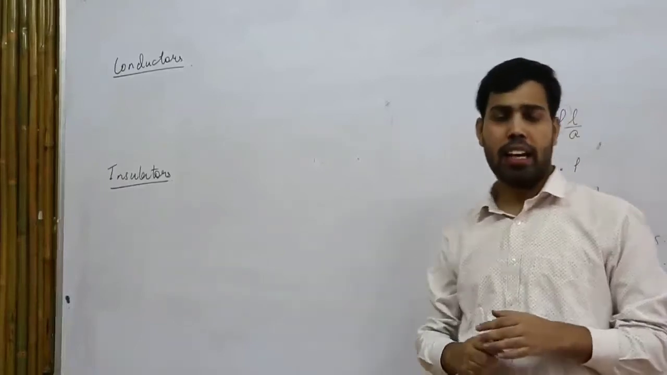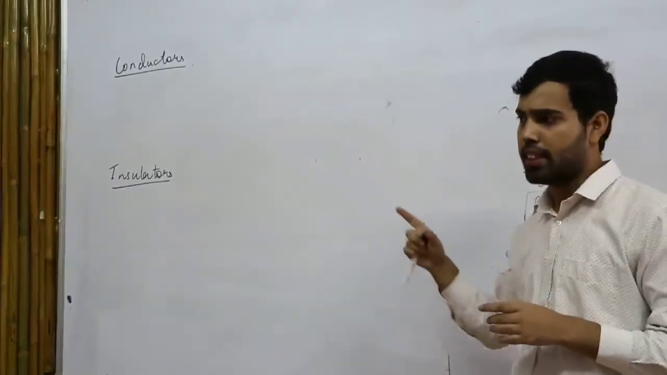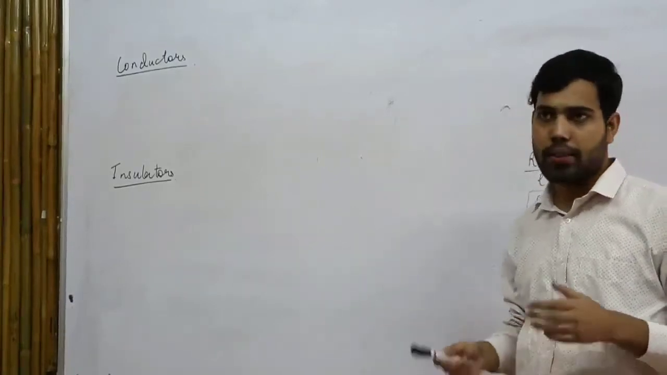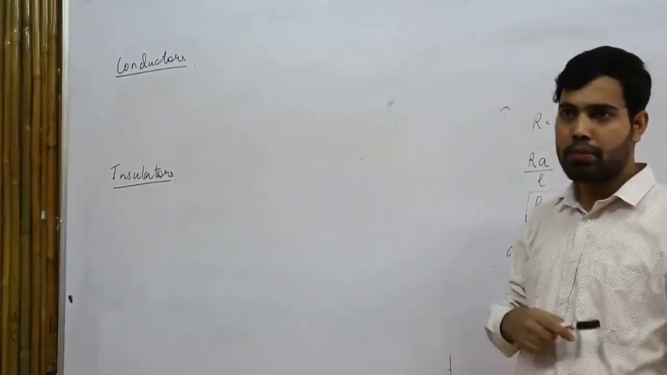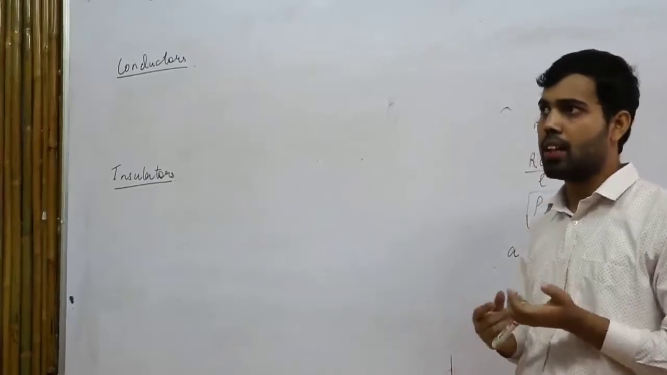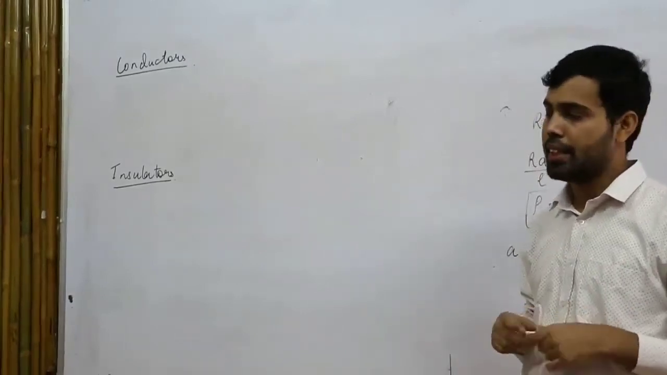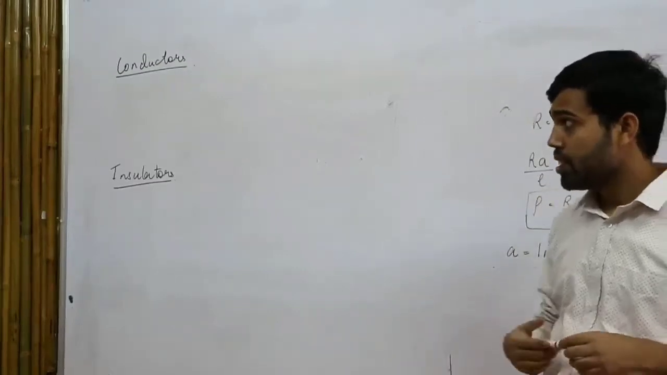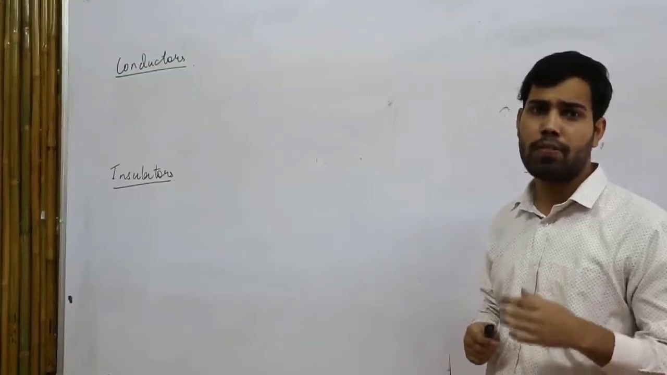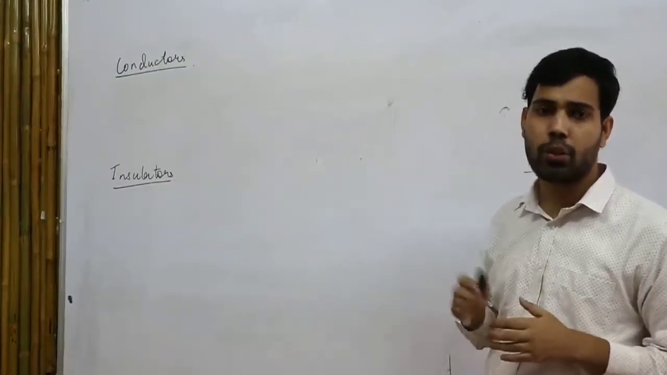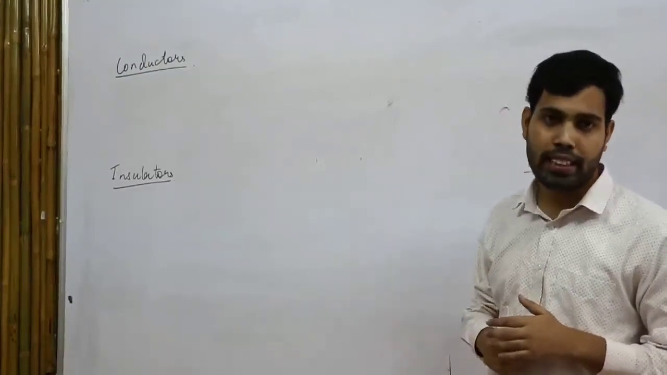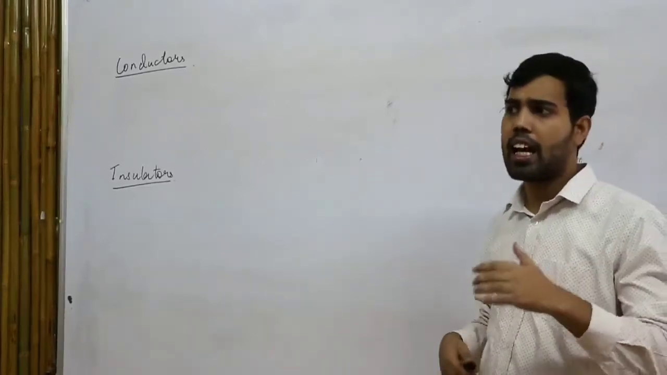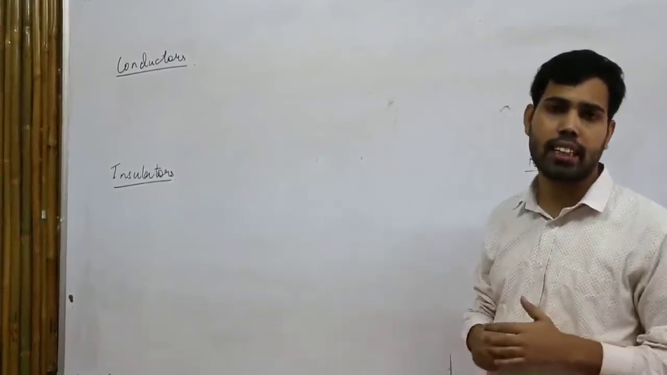Okay, we have looked at the general definition of conductors and insulators. Now let's go a bit deeper into it. What are conductors? I have told earlier that they are materials which allow electric current to flow through them easily. Now, with respect to resistance, a conductor is a material which offers a very low resistance to the flow of electric current. What is an insulator?